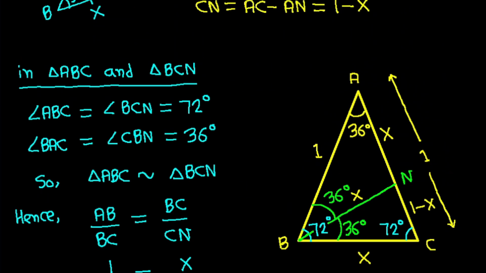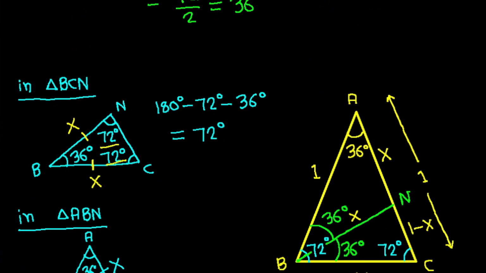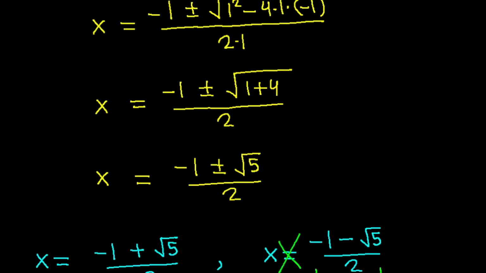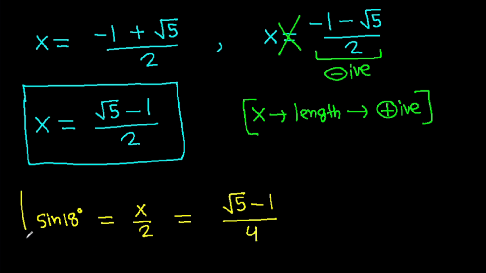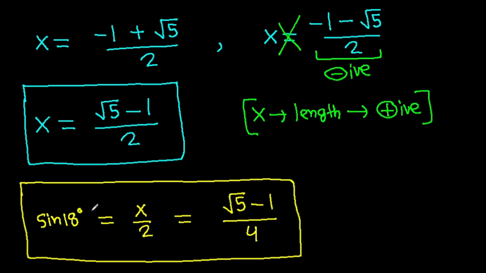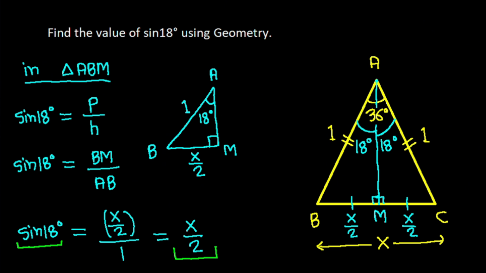and we have sine 18 degrees is X over 2, sine 18 degrees, it is X over 2, that will be root 5 minus 1 over 4, it is root 5 minus 1 over 4.